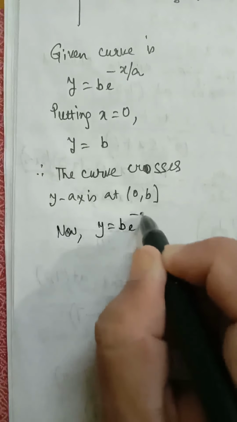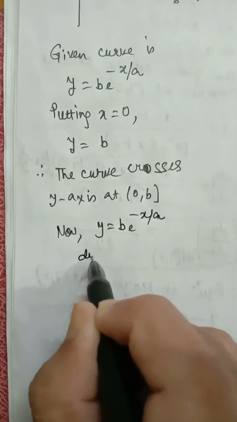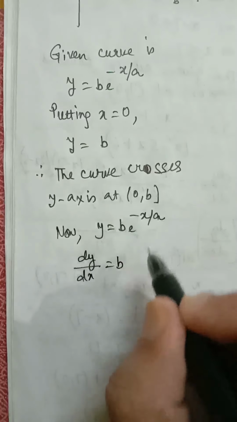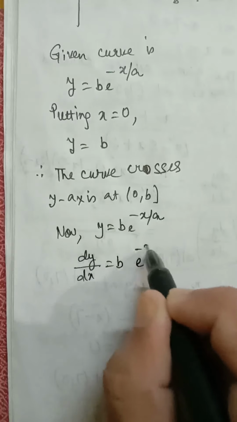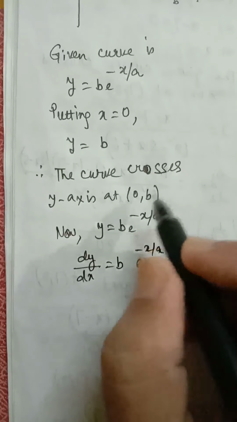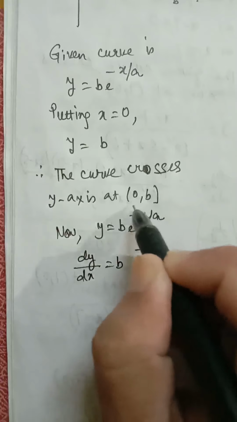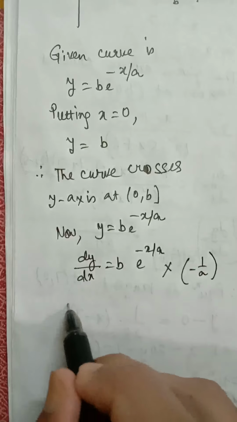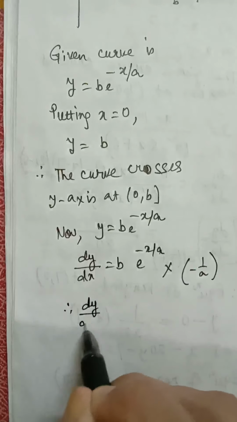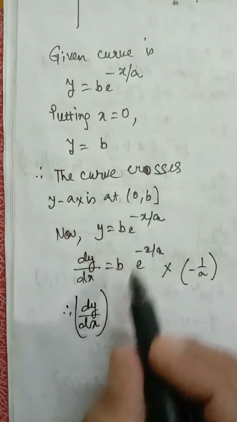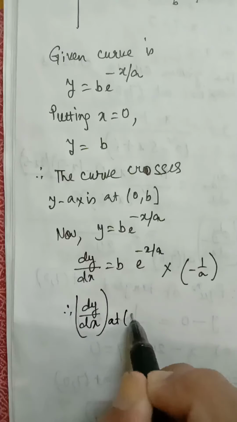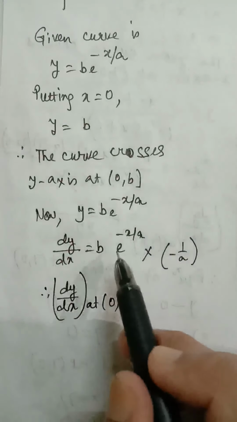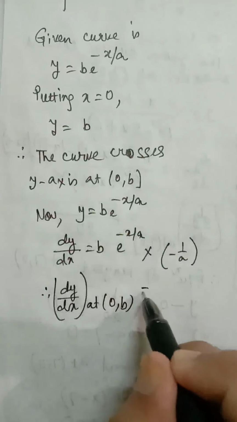Now y equal to b into e to the power minus x by a. So dy by dx will be, b is constant, derivative of e to the power x is e to the power x, multiplied by, we have considered this as x, its derivative, which is minus 1 by a. So dy by dx at this point (0, b), because we have to find the equation of tangent at this point. So at (0, b), if we put x equal to 0, the value of this will be 1, so it will be minus of b by a.